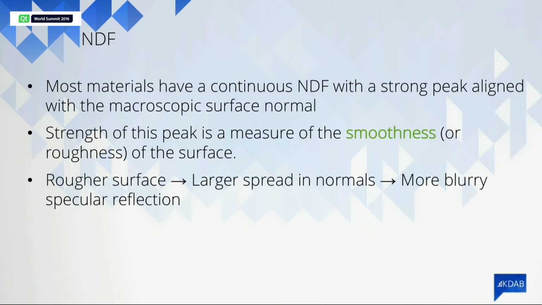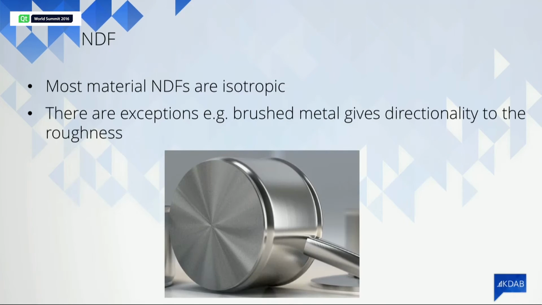Now most materials have a continuous normal distribution function with a strong peak aligned with that macroscopic surface normal. Some of them don't, in which case you might want to have a different NDF for rendering special things like the moon, which has very strong retro reflection. But for now, we're not going to worry too much about that. So the strength of this peak is a measure of the smoothness or roughness of the surface. So the rougher the surface, the more the microfacets are spread out at different angles. And the more blurry our reflection becomes. Again, most materials are isotropic, but some of them, like brushed steel, brushed aluminium, have very, very strong directionality. And in that case, the NDF is not isotropic.